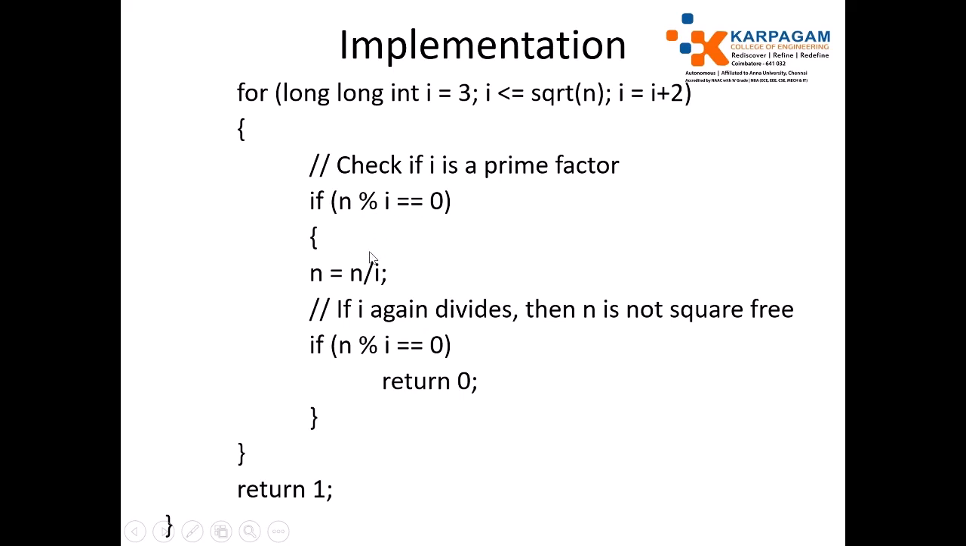If i is a prime factor, just divide n by i. Then you try to divide the same number by i again. If you get 0, it means that the particular prime factor appears more than once, so immediately you can say it is not a square free number. If this condition fails, it means that we have only one prime factor, that is, a prime factor which occurs only once. After completing the loop, just print the value 1.